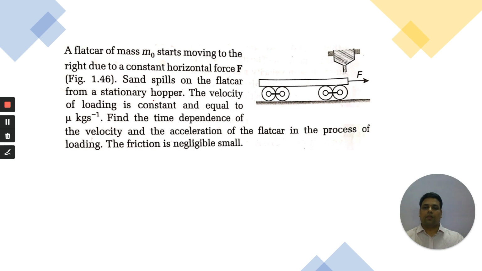Here is the next question. A flat car of mass m naught starts moving to the right due to a constant horizontal force F. Sand spills on the flat car from a stationary hopper. Velocity of loading is constant and equal to mu kilogram per second. Find the time dependence of the velocity and acceleration of the flat car in the process of loading.